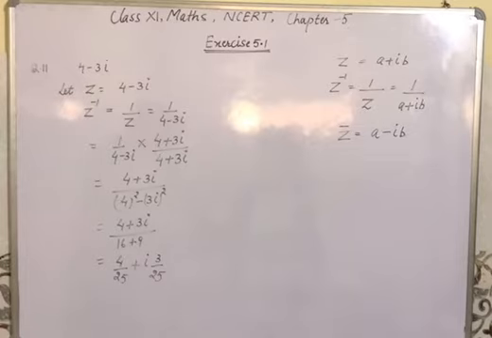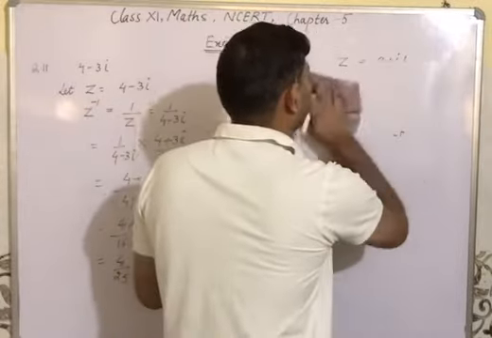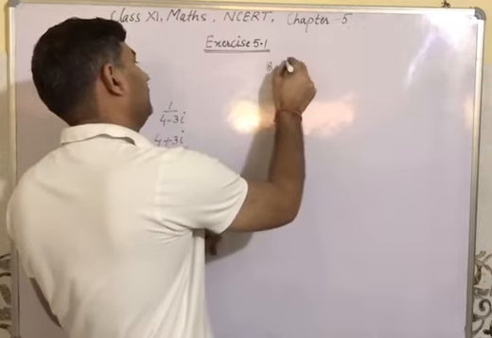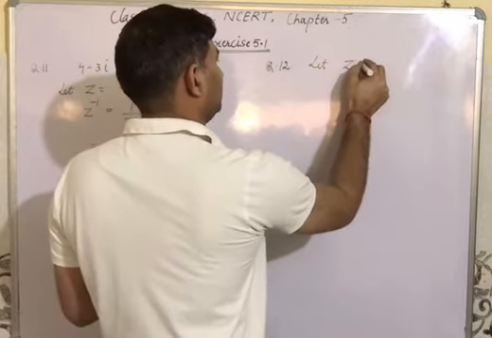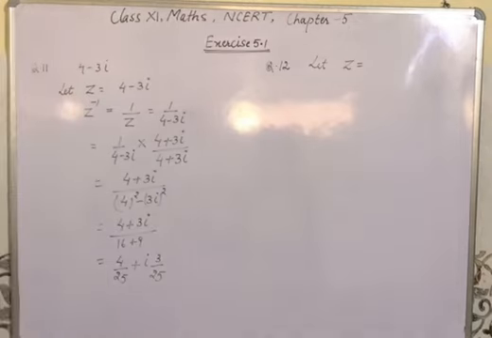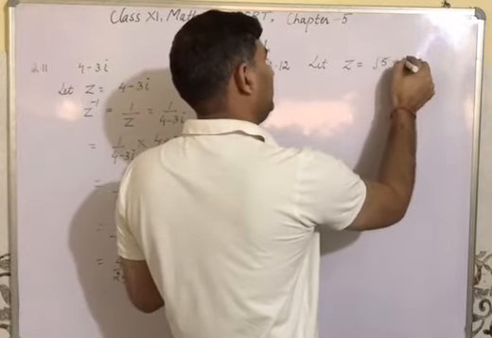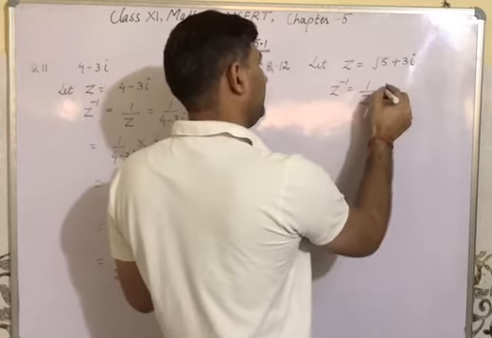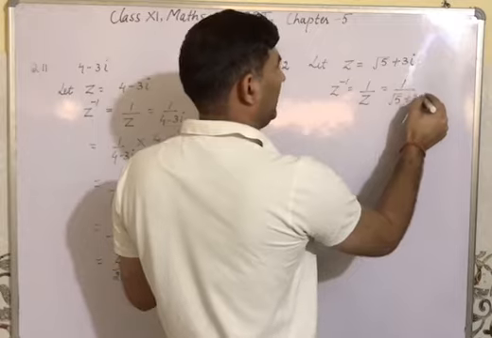And what is the next part? Question number 12. Let z be equal to 1 by (root 5 + 3i). Then z inverse is equal to 1 by z, which is equal to 1 by (root 5 + 3i).